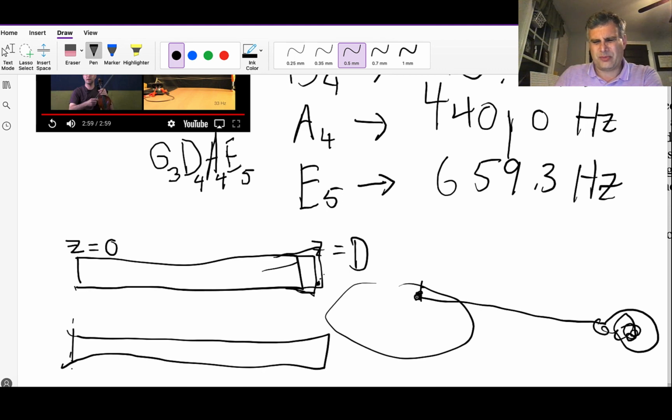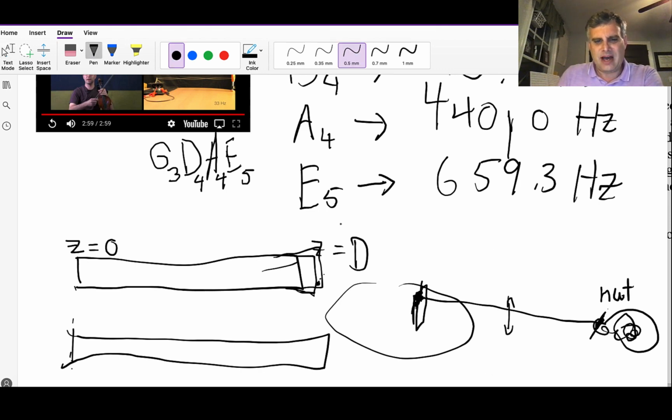The bridge represents a point where the string cannot move. It's fixed on the bridge because it's bearing down with quite a bit of pressure. And likewise, there's a little bar up here on the neck called the nut, where also the string is pinned down from pressure and kept from moving. The string is free to vibrate, at least to some degree, anywhere in between here, but it cannot have any mechanical displacement here at the ends.